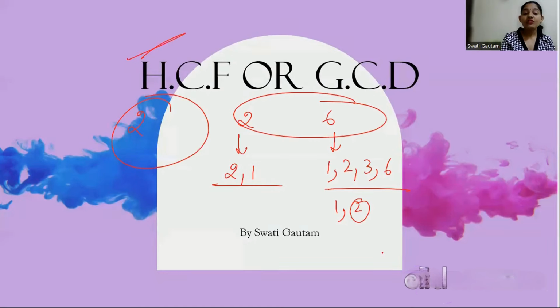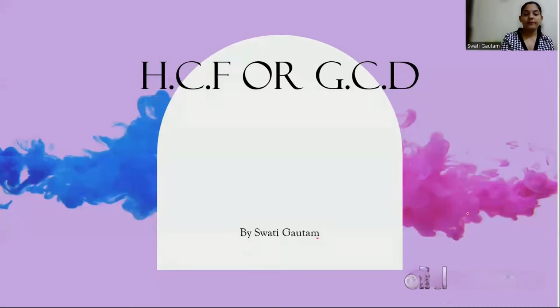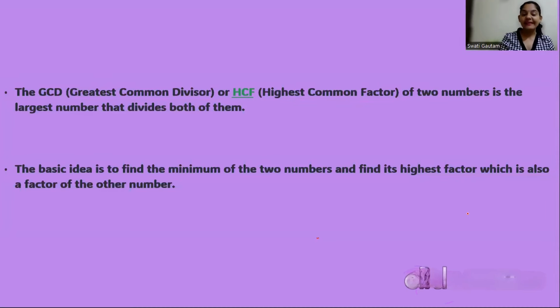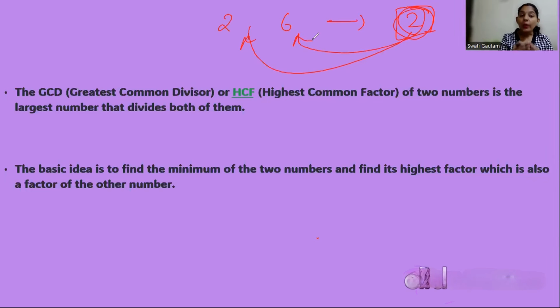Now, let's talk about the definition. HCF or the GCD of two numbers is the largest number that divides both of them. When I'm saying the HCF of 2 and 6 is 2, it means this number is dividing this also and this number is dividing this also. It means we have to take the divisor of both numbers. So 2 is dividing 2 also and 2 is dividing 6 also.